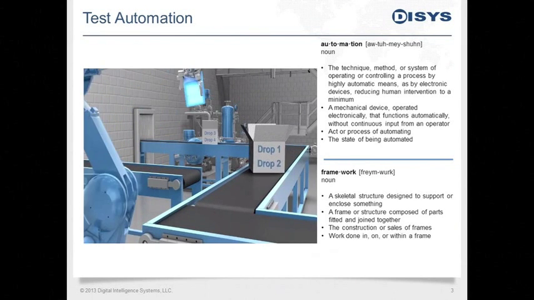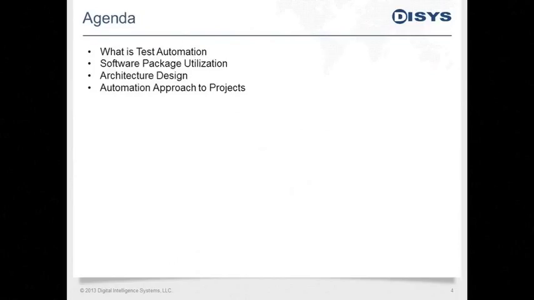And the second one is really around agile and agile development as it relates to test automation, where people are trying to implement an agile strategy coupled with their agile development and how it all interrelates from a test automation perspective. So today we're really going to focus on our automation framework, quickly going over what is automation, our package utilization, so focusing on the tools that we use when we create our framework, the architectural design, and of course our automation approach to projects.